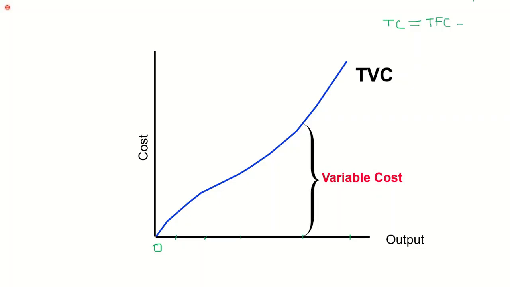It's fixed. It does not depend on the output. Now the fixed cost does not depend on the output, whereas the variable cost will depend on the output.